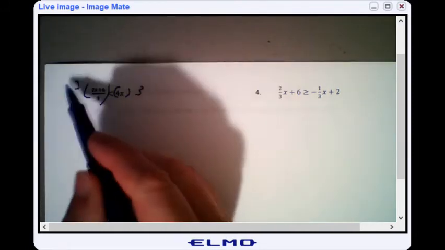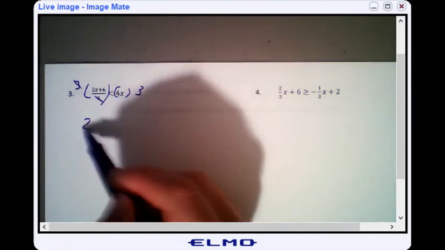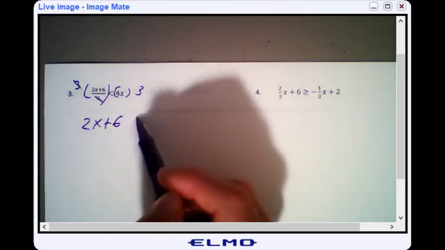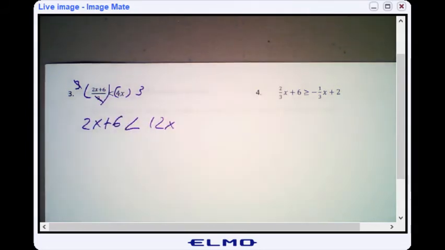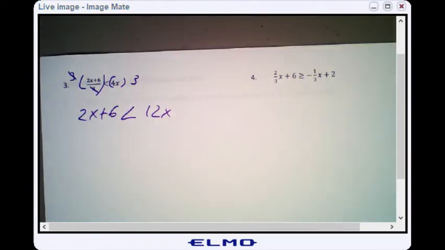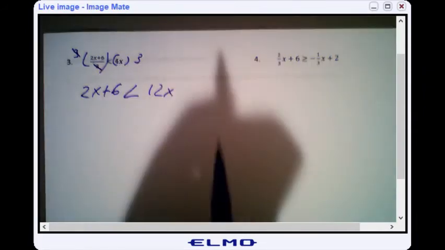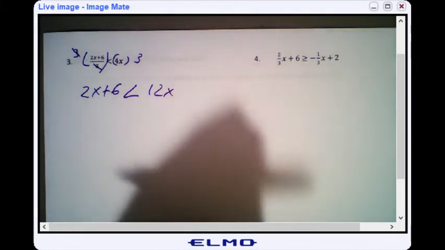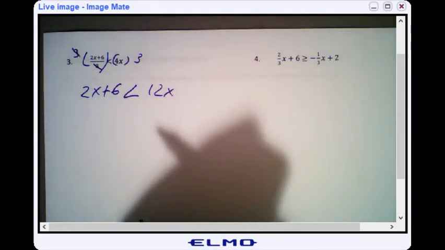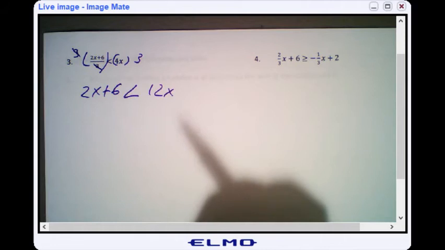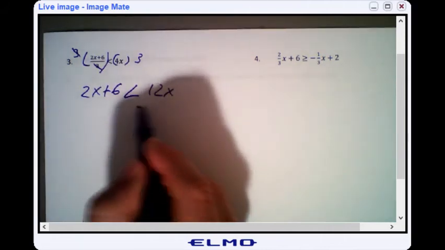Like, okay, the 3's become 1. I'm going to be left with 2x plus 6 is less than 12x. And then, any variables on one side, numbers on the other, it doesn't matter which side you put them on. I would always just put them on the left. If you're going to do that, we're going to subtract 12x from both sides.